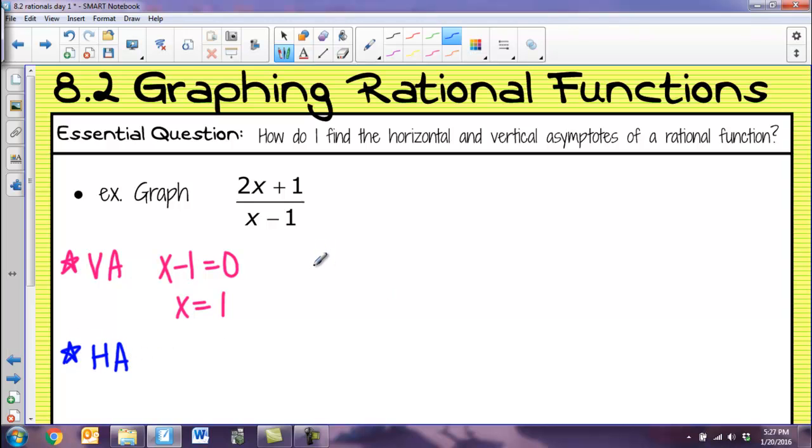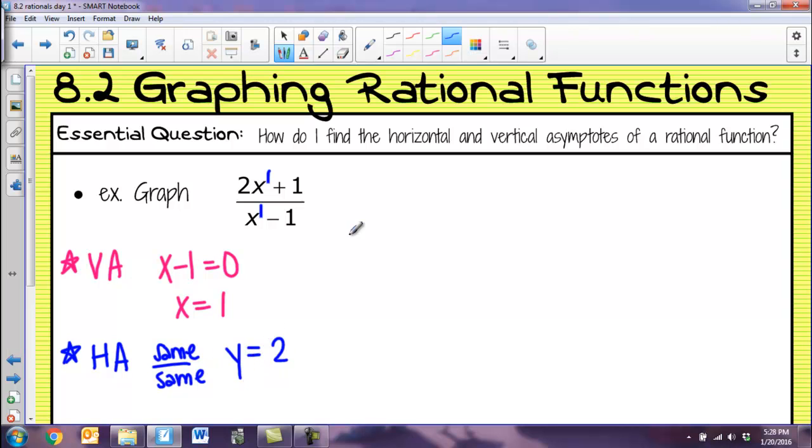Okay, and when I look here, I find the degree of the top, that's 1, and the degree of the bottom is also 1. So here I have same over same. So I get to name it. y equals the leading coefficient of the top one is 2, and the leading coefficient of the bottom one is 1, so y equals 2.